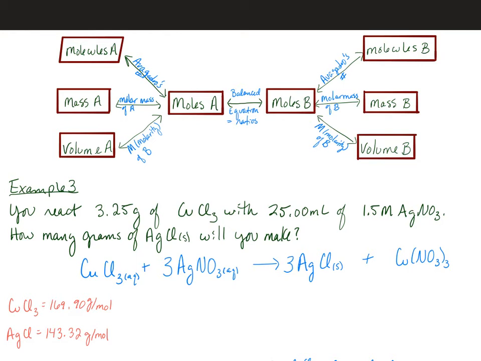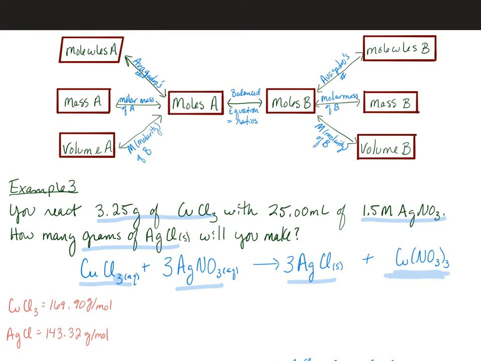So let's say you react 3.25 grams of CuCl3 with 1.5 molar AgNO3. Question is, how many grams of AgCl will you make? The first thing that I'm going to do is make sure that I have a balanced equation. So you start with CuCl3, you add AgNO3, that should give you AgCl, and the other salt should make CuNO3. Now, I said it's CuNO3 because this tells me that we're talking about copper plus 3. And so that's where this balanced formula came from.